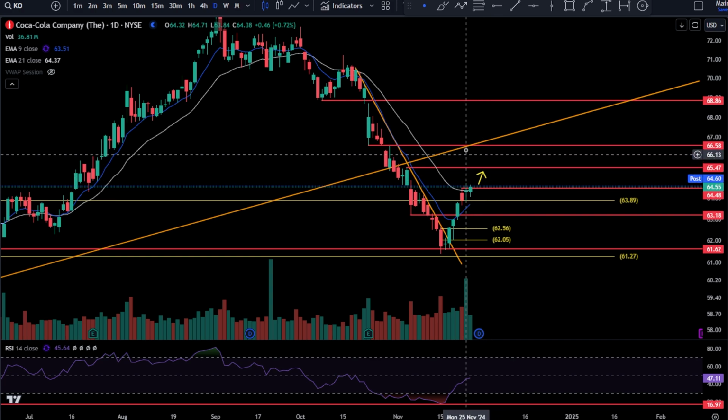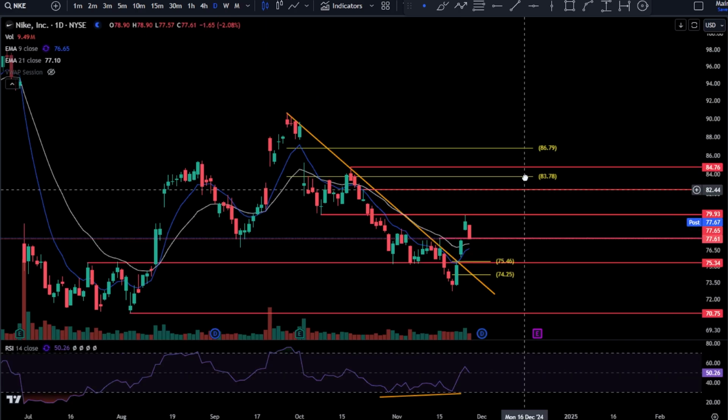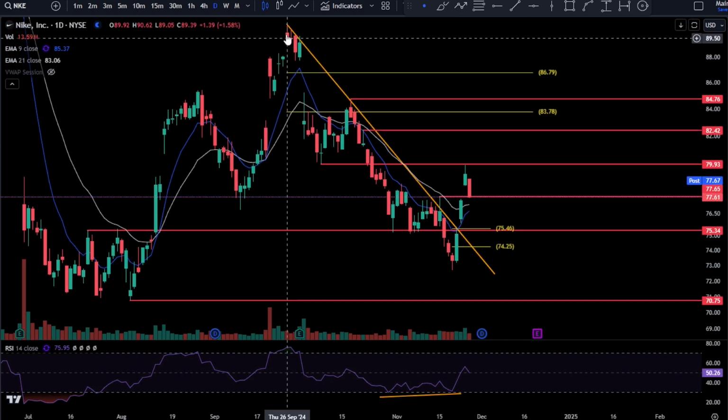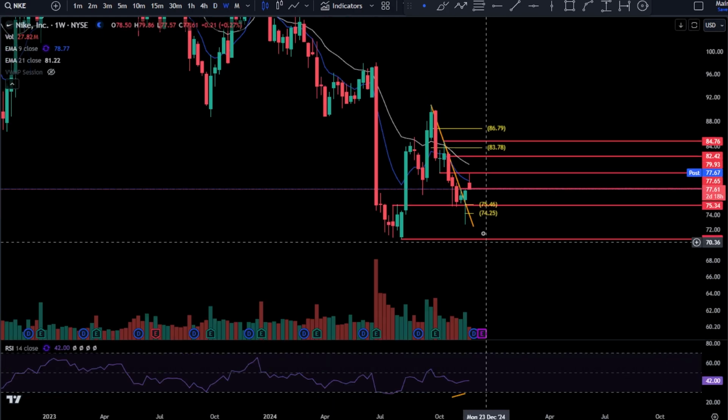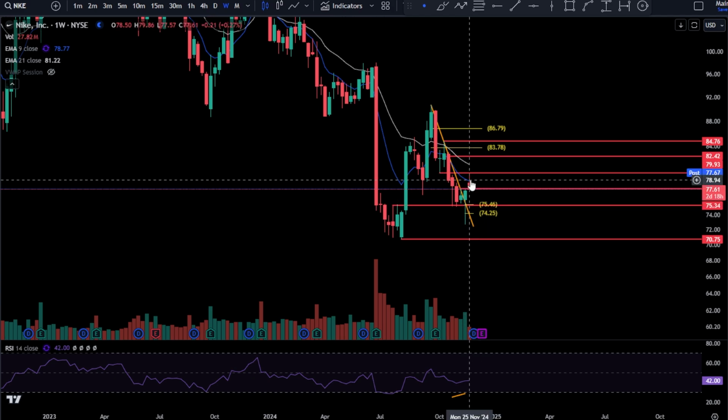I like it on pullbacks if you get it, but I don't think it's going to happen. Now, speaking of pullbacks, Nike. This is one where I like the fresh downtrend break over here. You've got the daily bullish divergence going on. I like what you put in on the weekly time frame over here. I have a feeling this dip is going to be bought up by the end of the week.